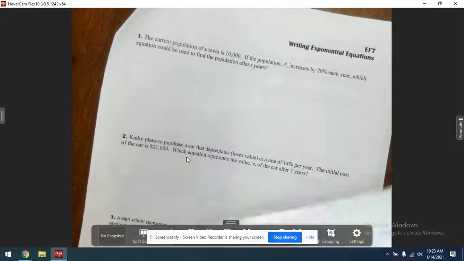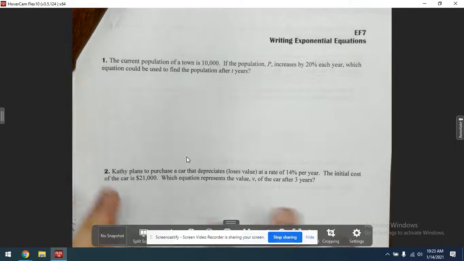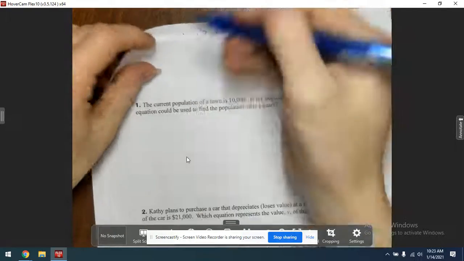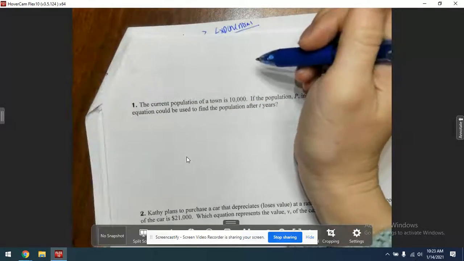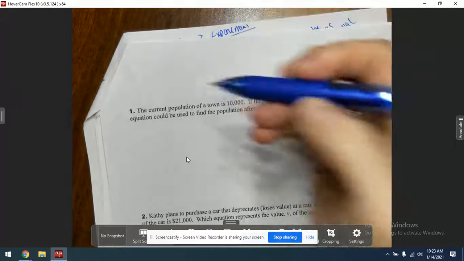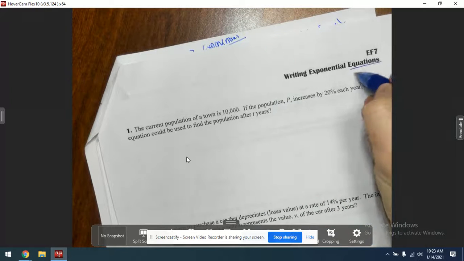Okay, so what we're going to do today is the last piece, which is where we're really going to practice writing exponential equations. And just so you know, I've been going into the Delta assignment and trying to give you guys some credit back, because one of the things you have to be very careful of is when you're writing an equation.